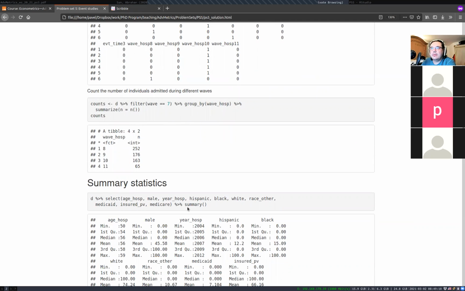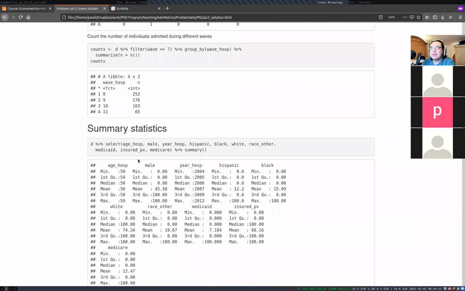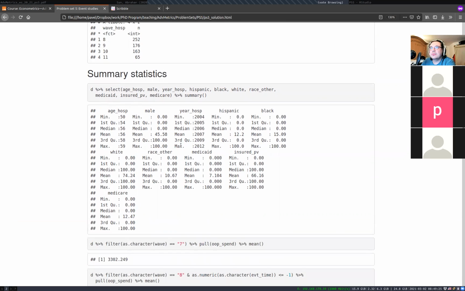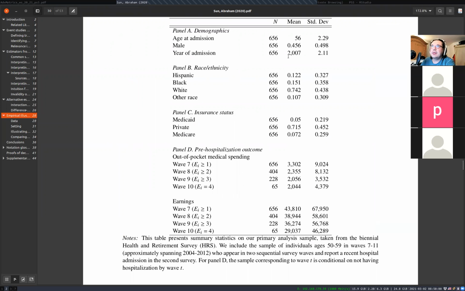Finally, we'll look at the variables that the authors look at. There's the age at the moment of hospitalization. So all these dummies that the authors have, we can look at them and calculate means, and in this case, quartiles, I think, and medians. Obviously, we can also look at standard deviations and so on. For example, if we look at the age at admittance, the mean is 56, and that's exactly the same mean as in the paper.